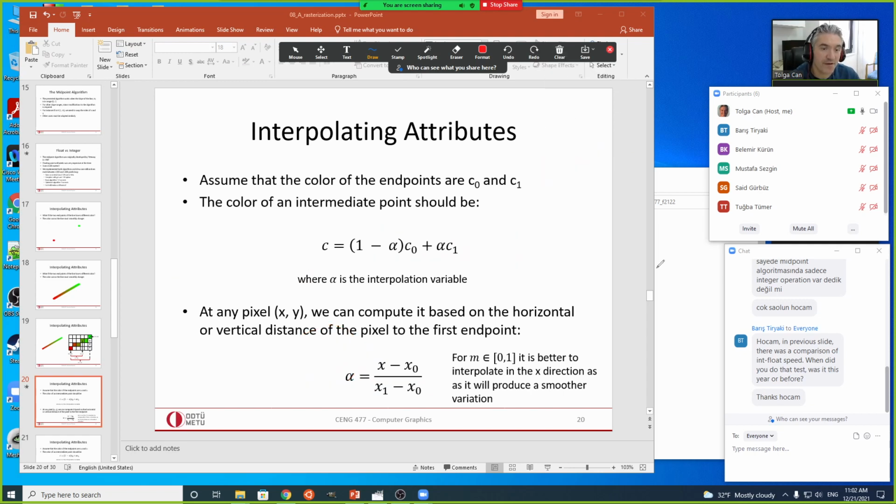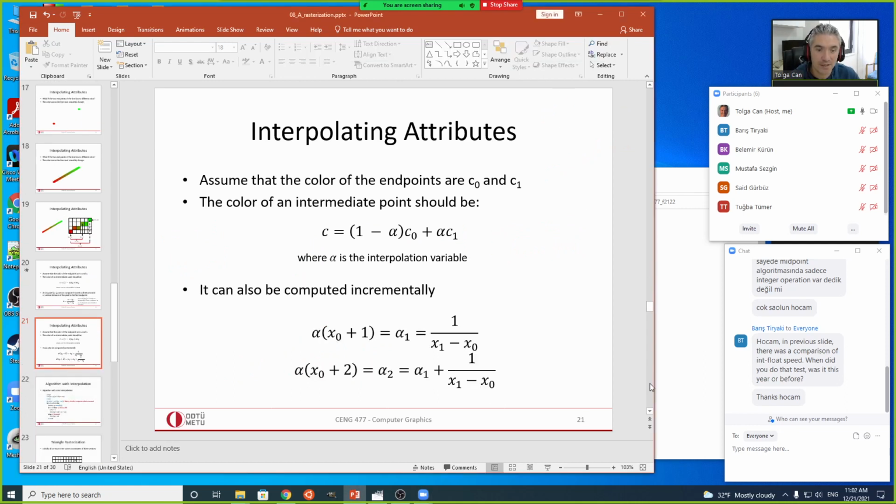That's the efficient way to do that. And this is how the following slide actually implements that. Yeah, this is what it's all about. It says in the next, when x is 1 pixel to the right, the new alpha value is going to be this. It's just the increment, and alpha 2 is going to be alpha 1 plus this. So every time the weight is increasing 1 over x1 minus x0.